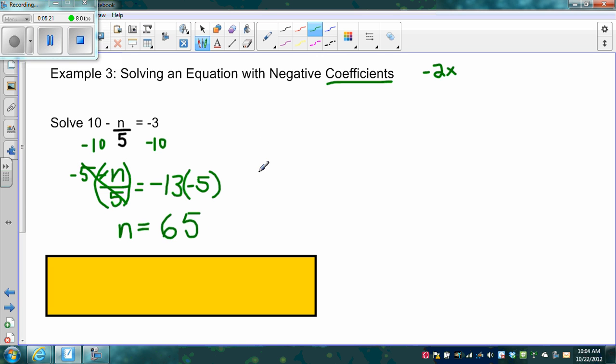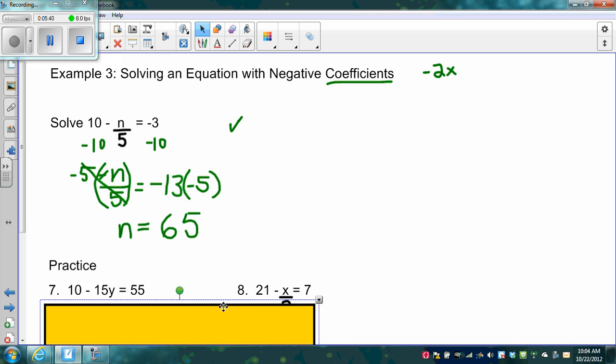And then again, we can plug this back in and check. So put that 65 back in here, divide it by 5, make sure 10 minus 13 equals negative 3. Good, we've checked it. It's a great habit to always do that. That way you don't get mistakes taken off for something you know you just made a simple mistake.